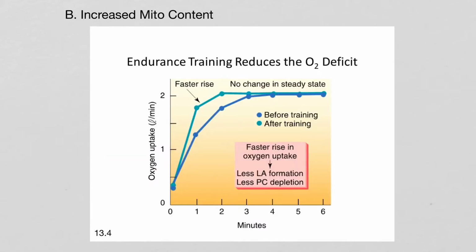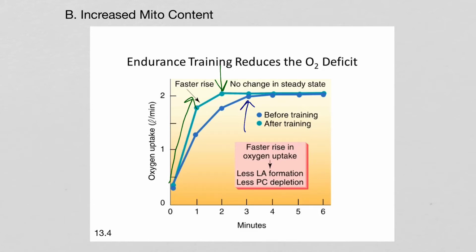The final point for this section can be made in looking at figure 13.4, and this shows us, if we look at the x-axis, that's time, minutes, and this would be over the case of the beginning of a submaximal exercise bout where we've reached a steady state. And then on the y-axis is your oxygen uptake. Note that in the trained state, after training is the green, there is a faster rise in VO2, and the person reaches a steady state sooner than before training. So in this case, steady state is reached at 2 minutes, whereas before training, maybe at about 3 minutes.